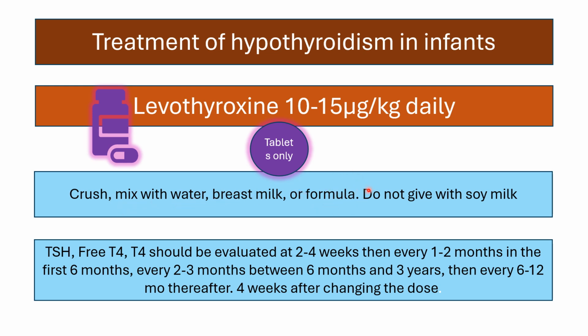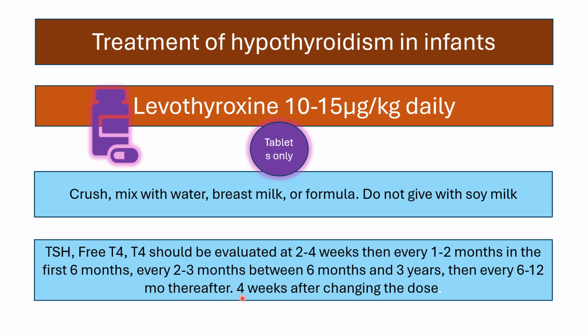Very important not to mix it with soy milk formula. Then very important to repeat the labs. TSH and free T4 should be evaluated at 2 to 4 weeks after starting the medicine. Then every 1 to 2 months in the first 6 months. Then every 2 to 3 months between 6 months and 3 years. Then every 6 to 12 months thereafter.